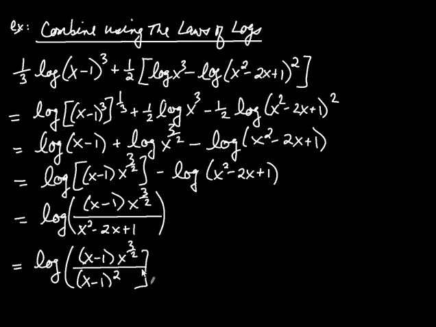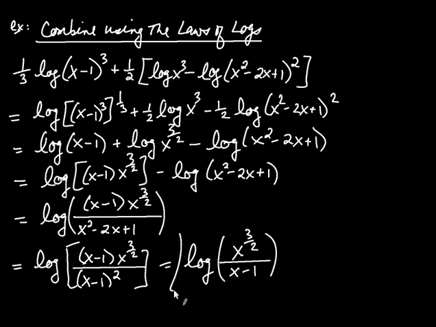Let's change this one to a bracket so it's easier to look at. Finally, a factor of x minus 1 cancels, and we have log of x to the 3/2 in the numerator, and in the denominator just one factor of x minus 1. Then we're taking the log of that. So this would be our answer. Notice that I have a single logarithm, which is what we were after. We don't have a sum or difference of logs, and there's no coefficient out in front. That's what we mean by combining using the laws of logs.